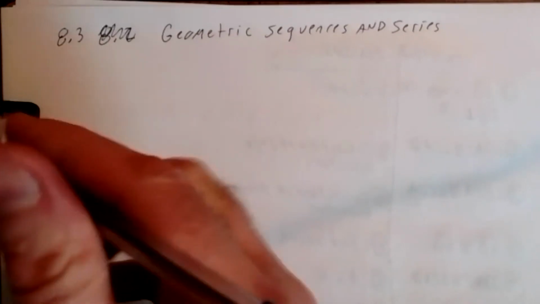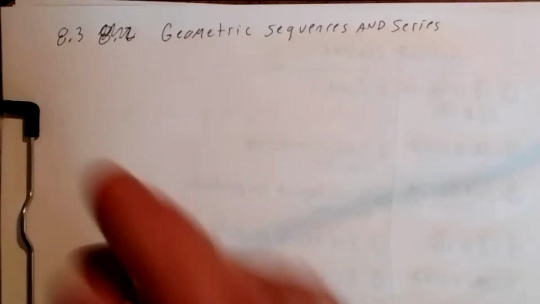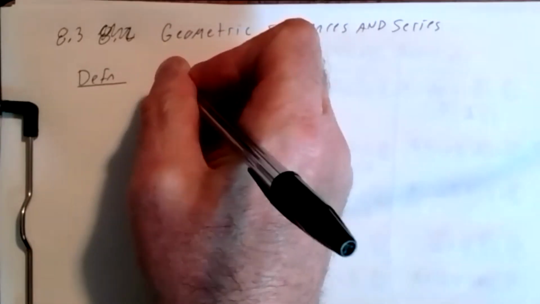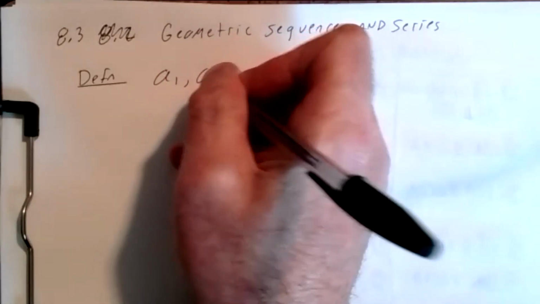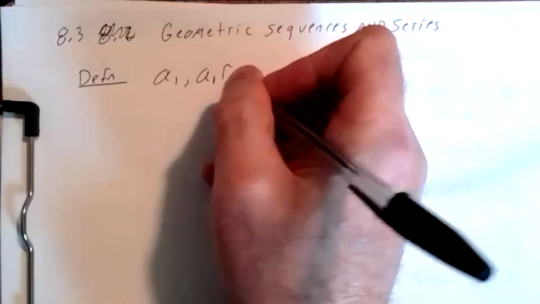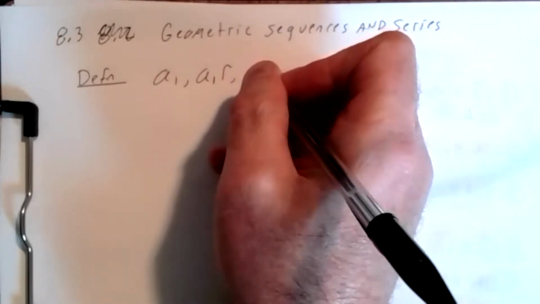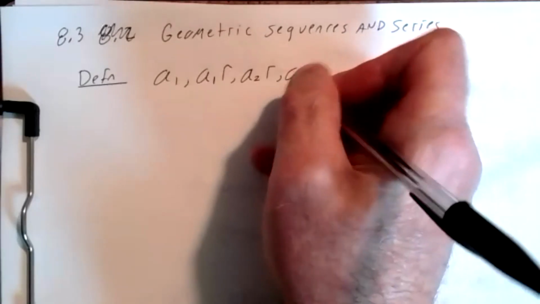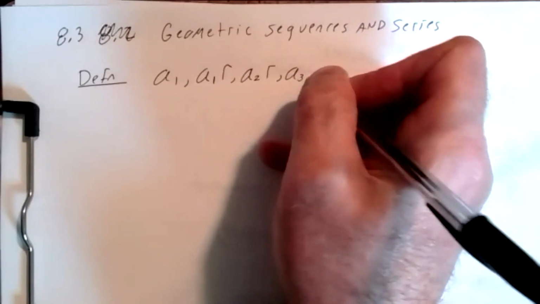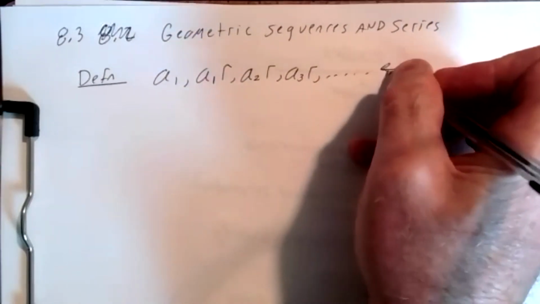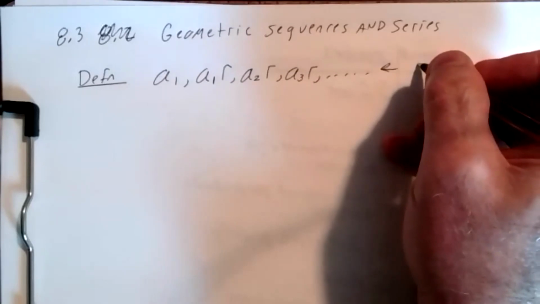All right, so geometric sequences and series. Definition: what is a geometric sequence? Well, ladies and gentlemen, any sequence that looks like this, where our first term is a sub 1 and our second term is our first term times some number called r, and our third term is the previous term times that number r, and the fourth term is the third term times that same number r, etc., is called a geometric sequence.